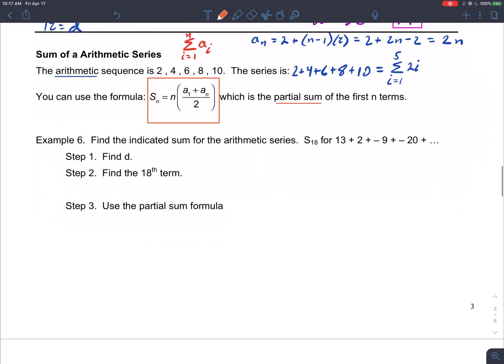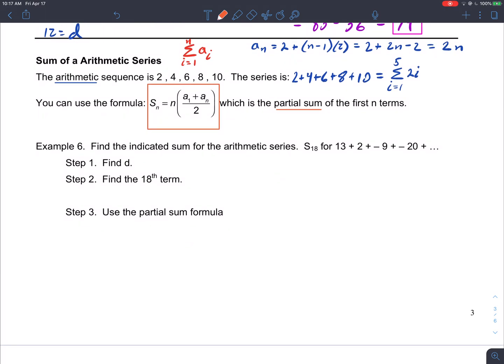All right, so example 6 says, find the indicated sum of the arithmetic series. The indicated sum here is s sub 18. So they want us to find s sub 18. Notice then that the n value is 18. For this particular series, notice it is a series because we have pluses in between, plus, plus, plus, and so on. So they're adding up terms.